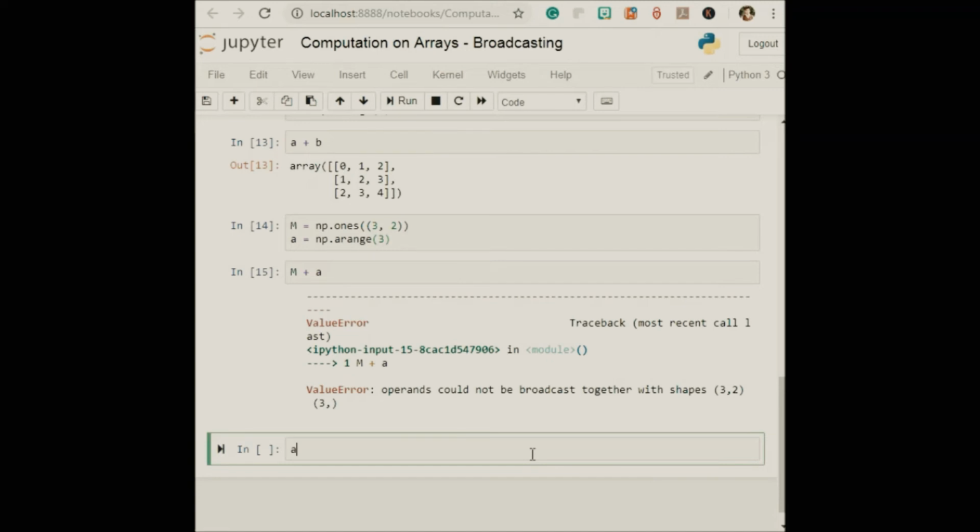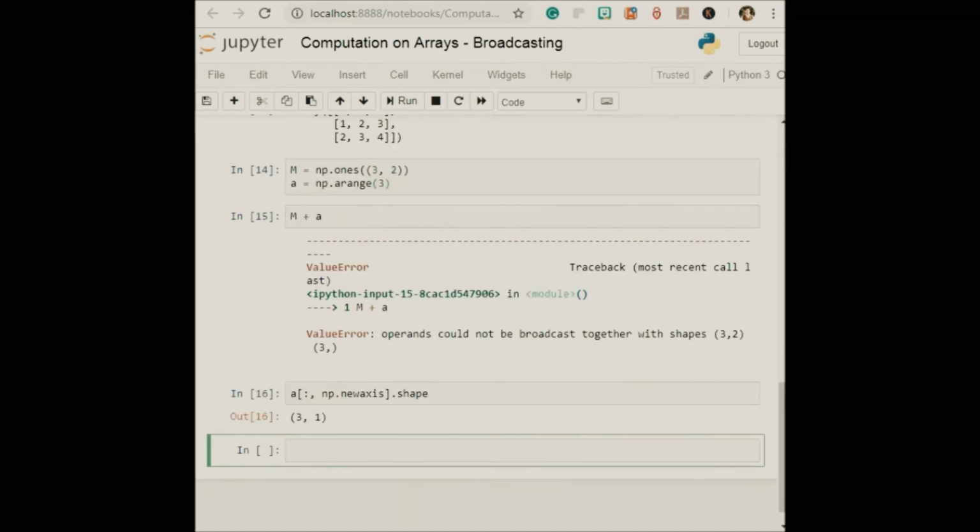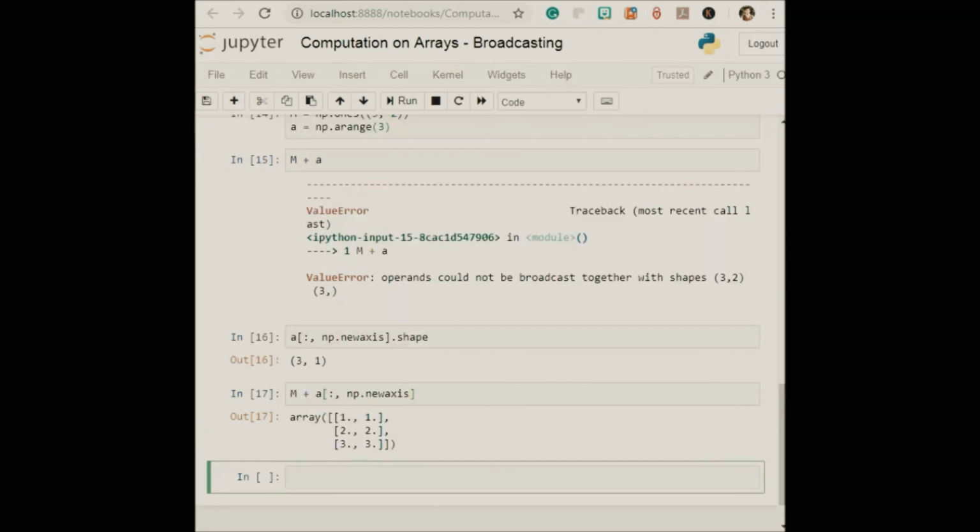So now, in the square brackets, colon, comma, np.newaxis, square bracket close, dot shape. That results in (3, 1). Now M plus A, square bracket, colon, comma, np.newaxis, and that results in this.